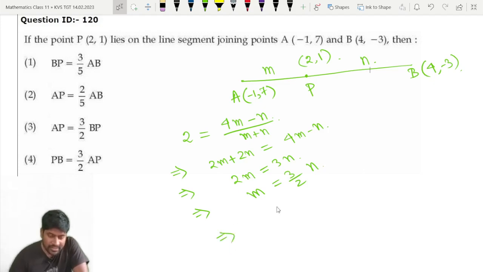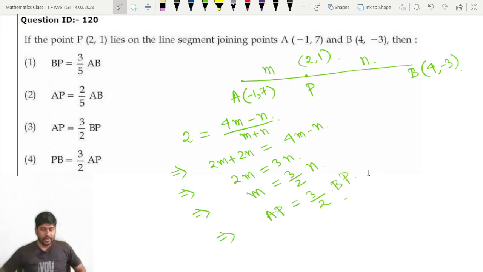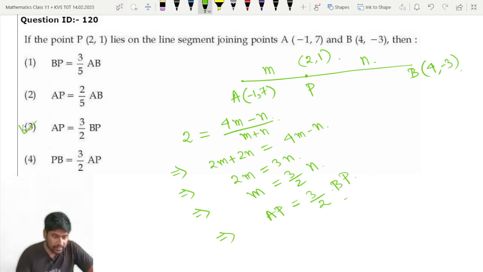Now m means what? AP. AP will be equal to 3 by 2 into n, which means BP. So AP is equal to 3 by 2 into BP. Is it clear to everyone or not? So option 3 is the correct answer. So the internal division formula we have applied here.